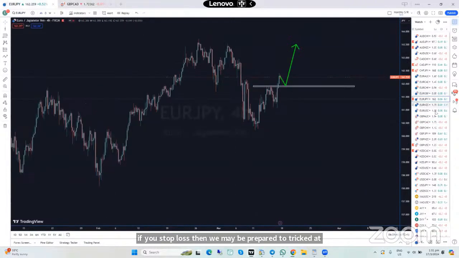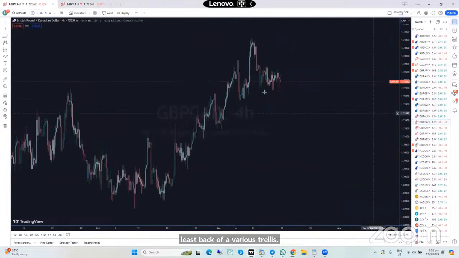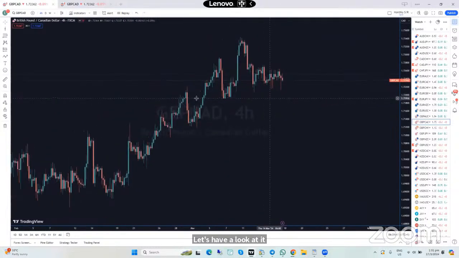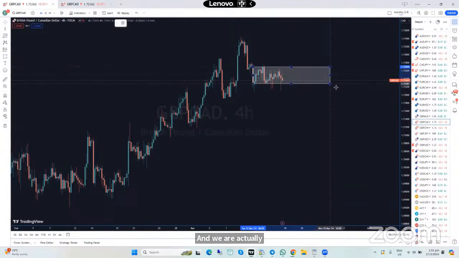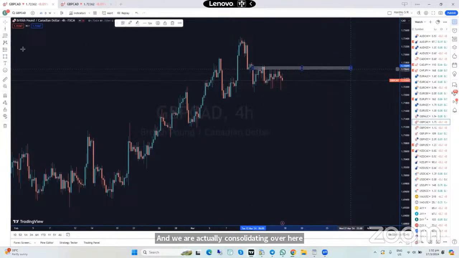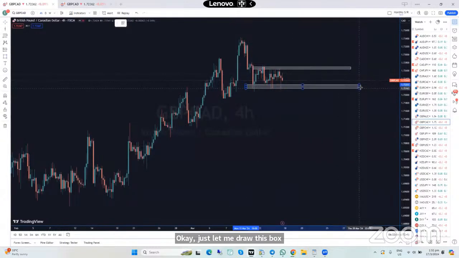So let's have a look at it. Pound Cad. You can see very nice bullish run. Price drops down, and we are actually consolidating over here. Okay, just let me draw this box. Right, so price is consolidating.